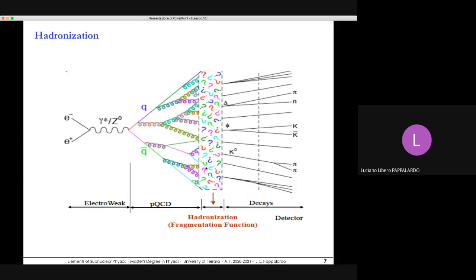And after this regime here, which is essentially the point where hadronization or fragmentation takes place, at the end one obtains the hadrons in the final states, and the atom then eventually decays into lighter hadrons. And this is exactly what at the end we detect in our detector.